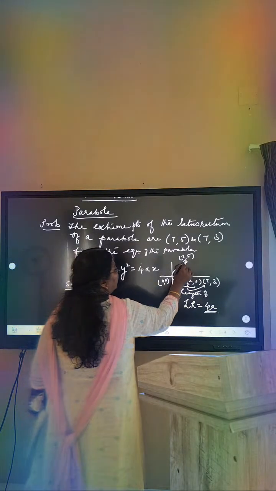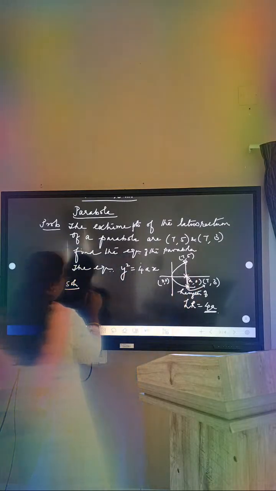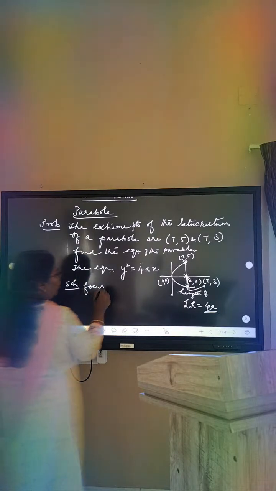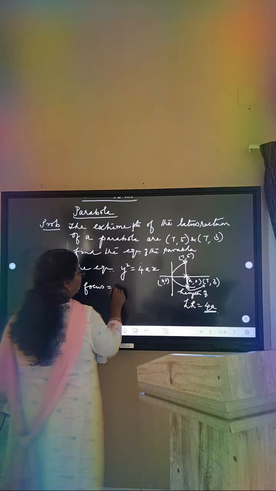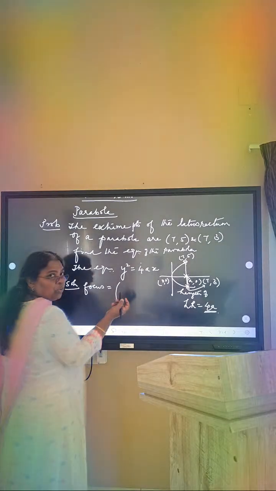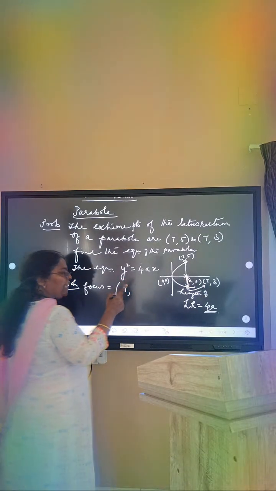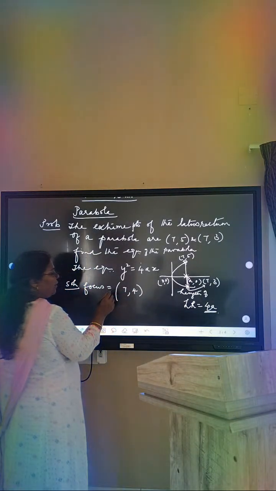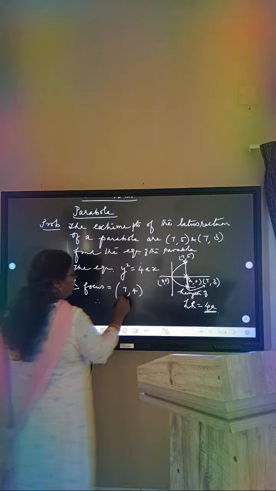The extreme points are given, so we can find the focus now. Focus is equal to the midpoint, which is (7 plus 7) divided by 2, that is 14 by 2, which is 7, and then (5 plus 3) is 8, 8 by 2 is 4. Therefore the focus is (7, 4).